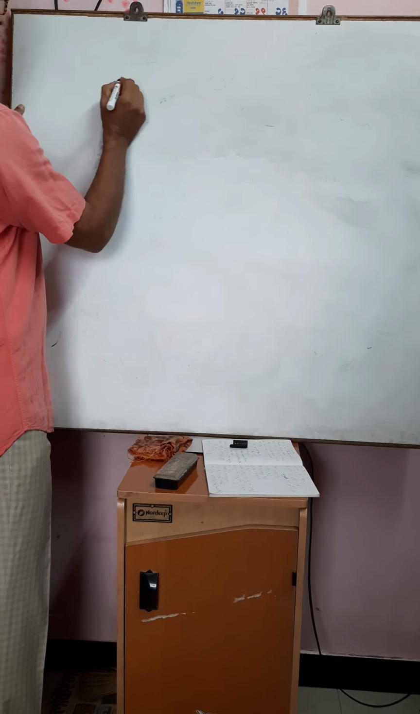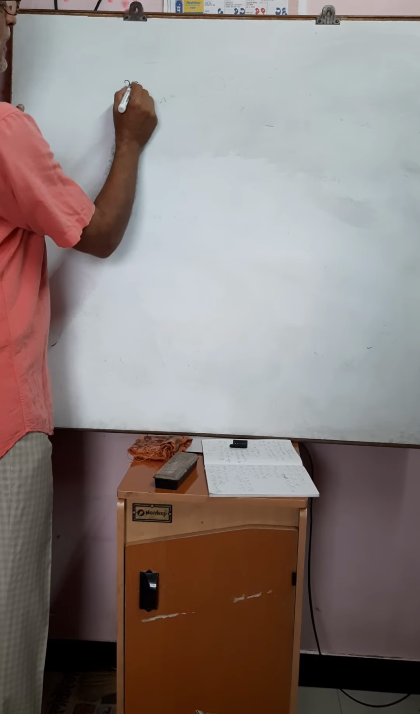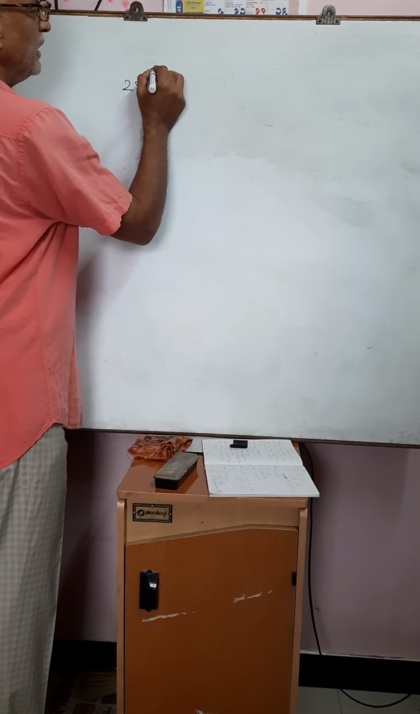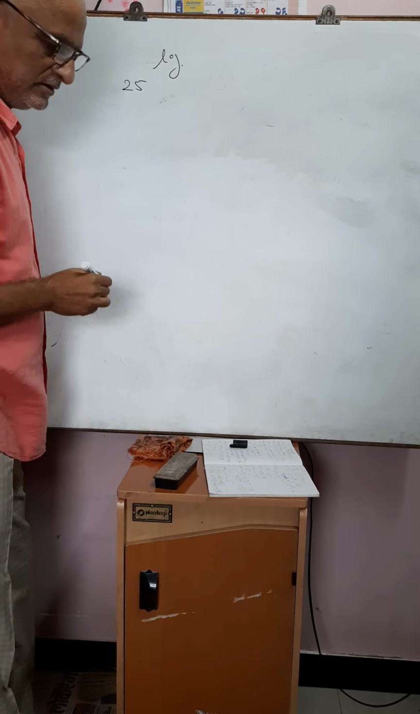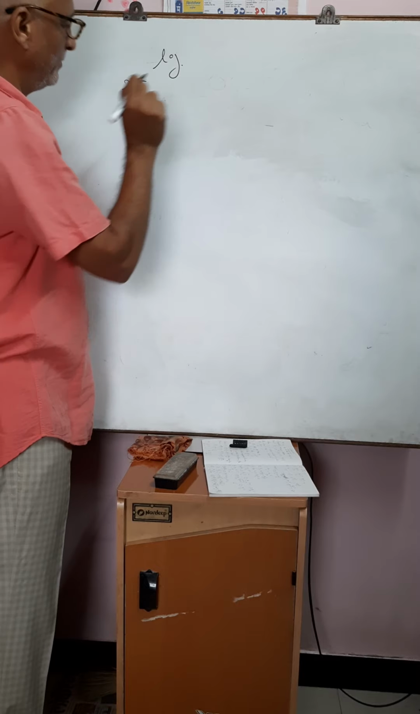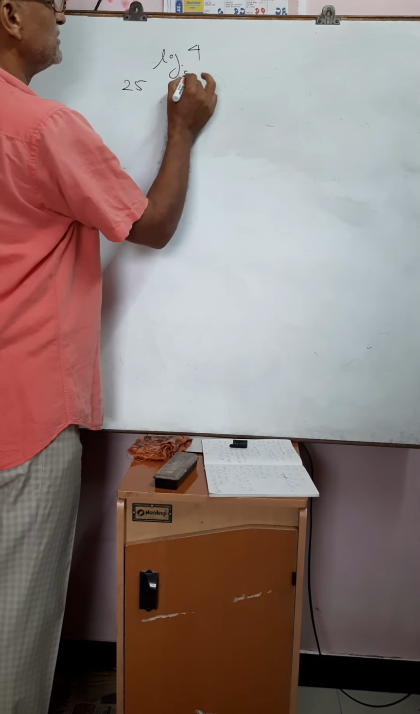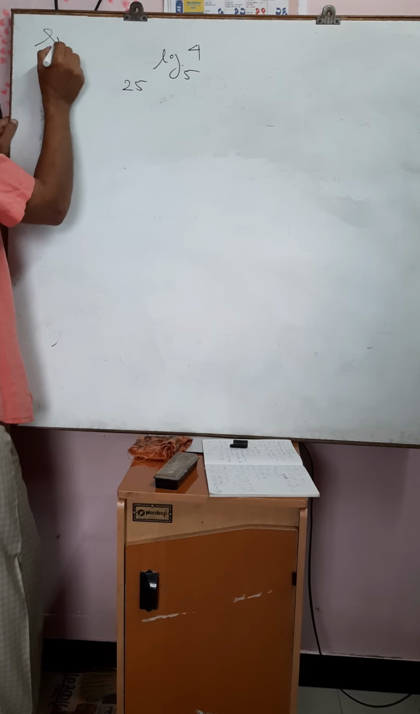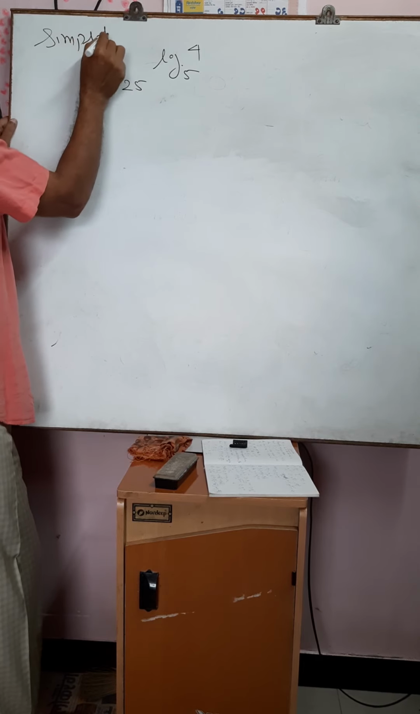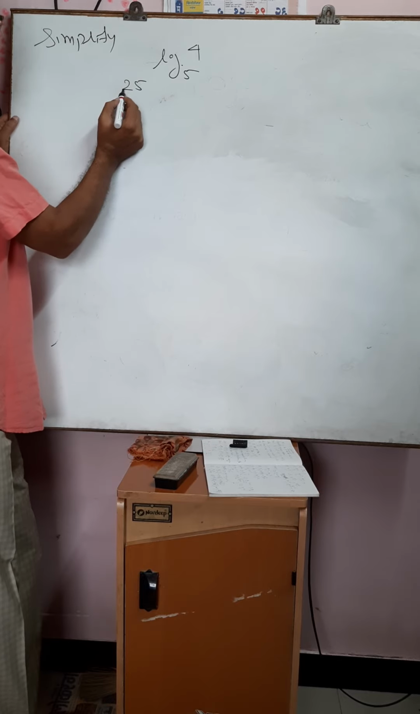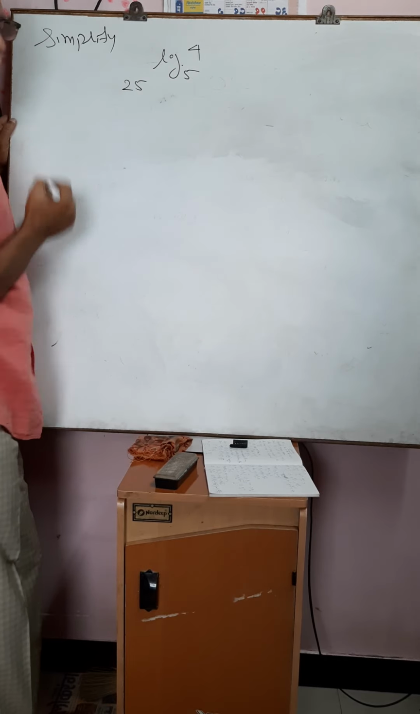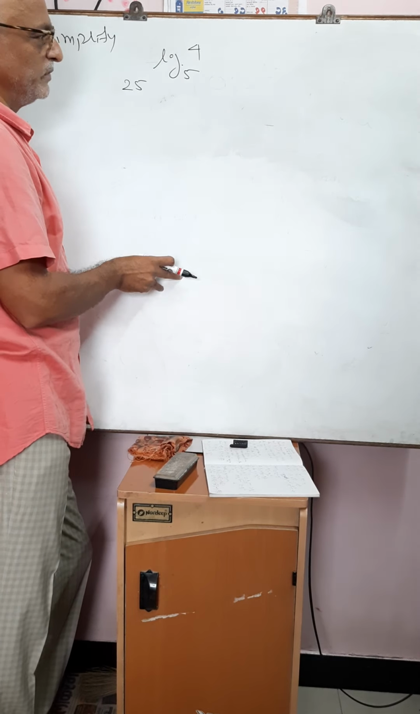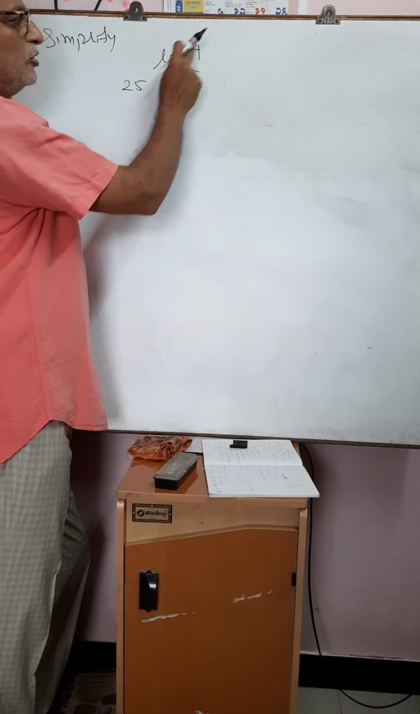Simplify 25 raised to log 4 to the base 5. Our problem is simplify 25 raised to log 4 to the base 5. It is somewhat complicated as compared to the previous one. 25 raised to log 4 to the base 5.